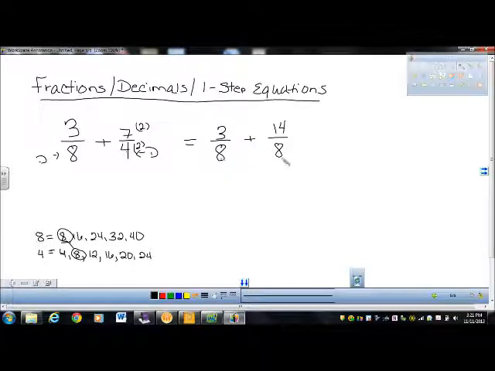Now my denominators are both 8. They're the same. So that means that I can go ahead and add my numerators. So, 3 plus 14 is 17, and our denominator stays the same when we're adding, so we have 17/8. Now, in 8th grade, we do allow you to keep your fractions in improper form. You do not need to change that, and you cannot reduce it any further because there's nothing that goes into both 17 and 8, so you can leave it just like that.